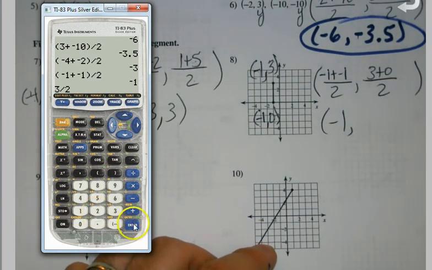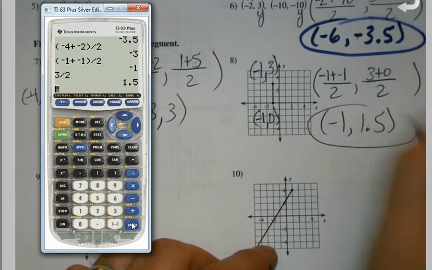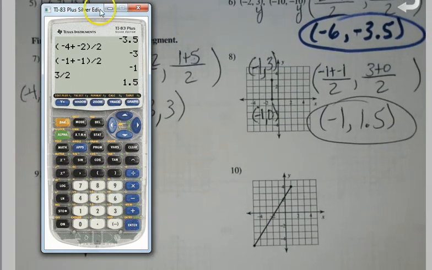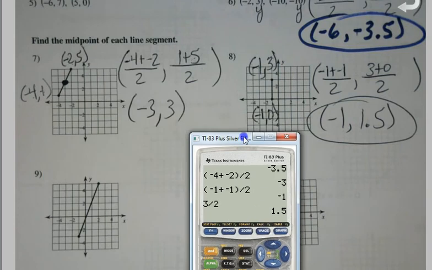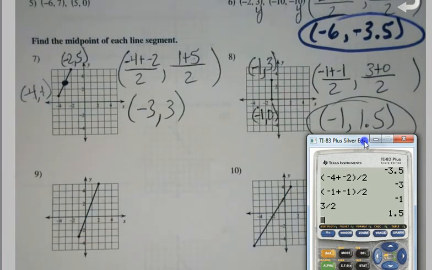And again, you can leave it as the fraction, or if you want to leave it as a decimal, that would absolutely work. And again, I can even kind of eyeball and see, oh yeah, if I go left 1 and up 1.5, yeah, that looks like that's in the middle. So you could even kind of double check yourself that way.